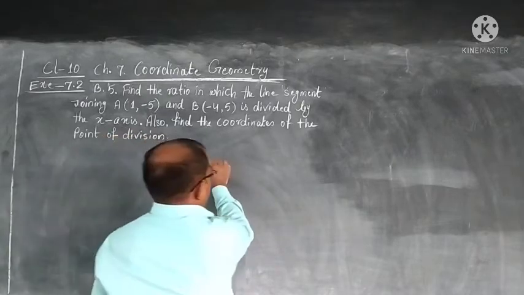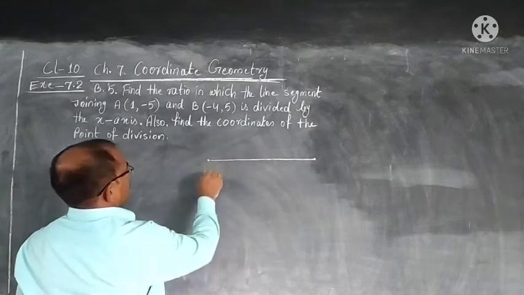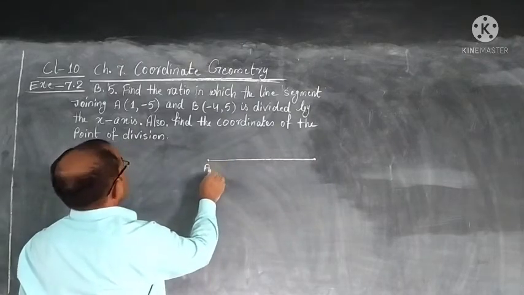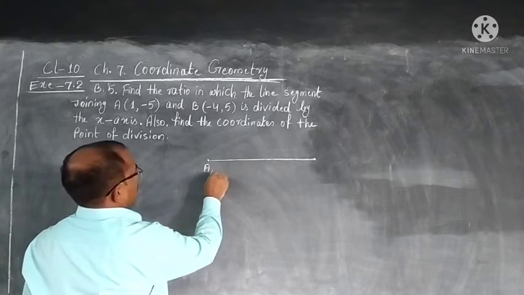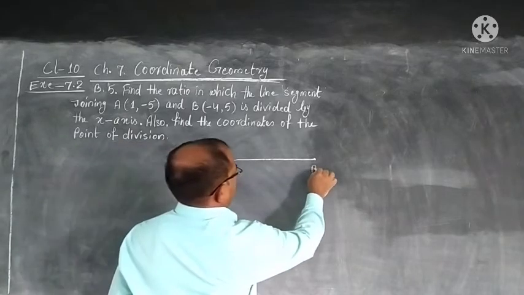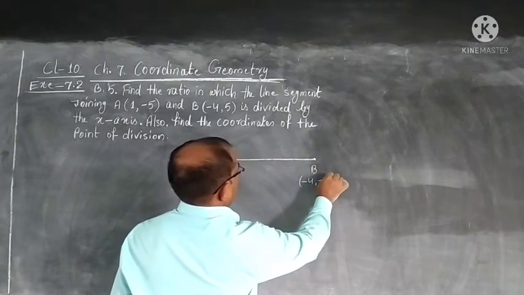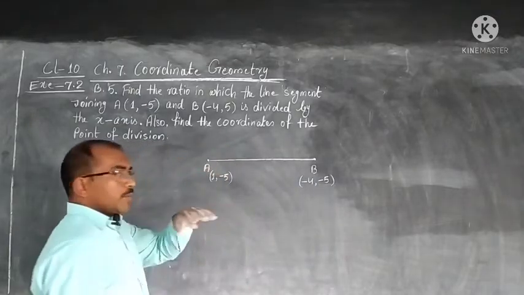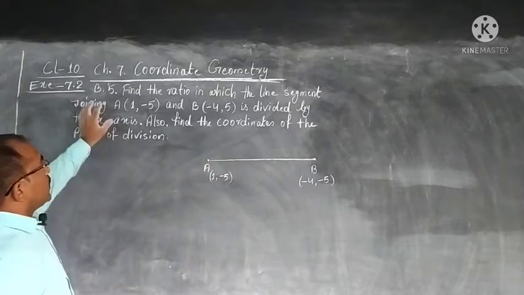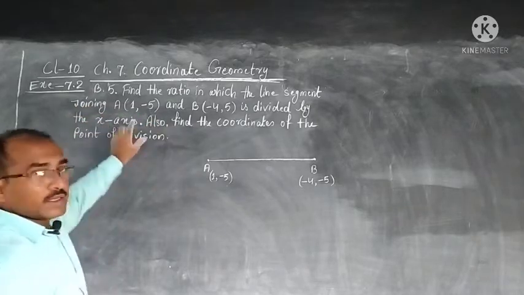So, there is a line segment, its coordinates are given. A is (1, -5) and another point B, its coordinates are (-4, 5). So, this line segment is divided by a point, what is that? Find the ratio in which the line segment joining these points is divided by the x axis.